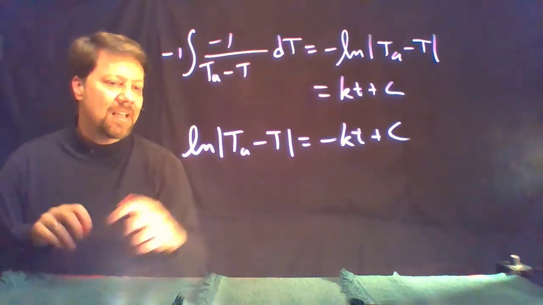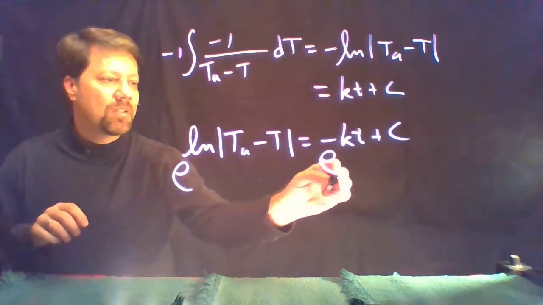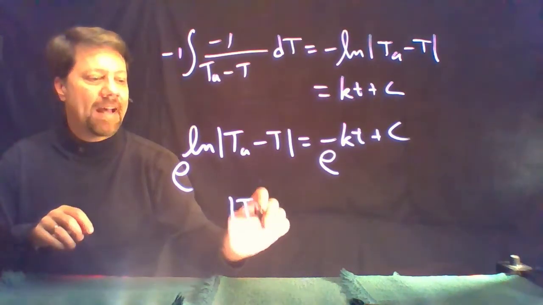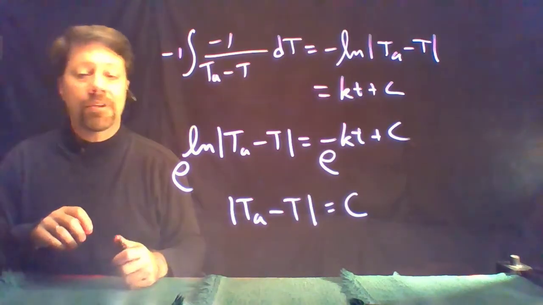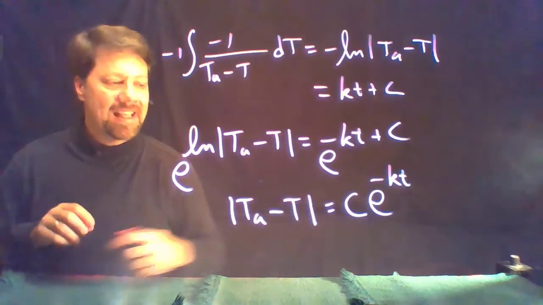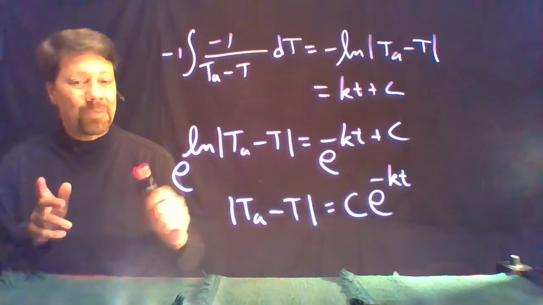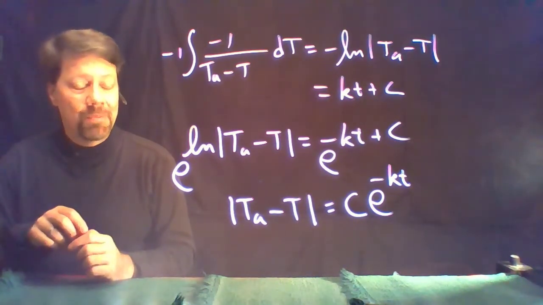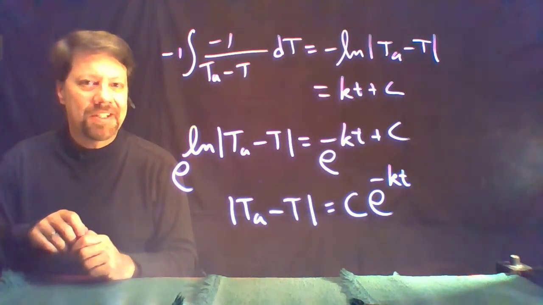So now, the next step is to get rid of the natural log. To do that, we need to exponentiate both sides of the equation. That gives us the absolute value of the ambient temperature minus the temperature of the object is an arbitrary positive constant times e to the minus kt, where in this case c is an arbitrary positive constant that replaces e to the power of c, which is technically what it should be. Again, we're playing fast and loose with those constants of integration.